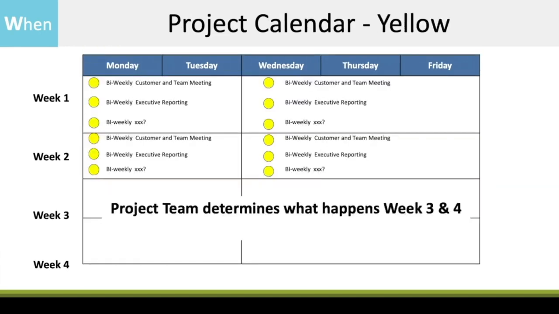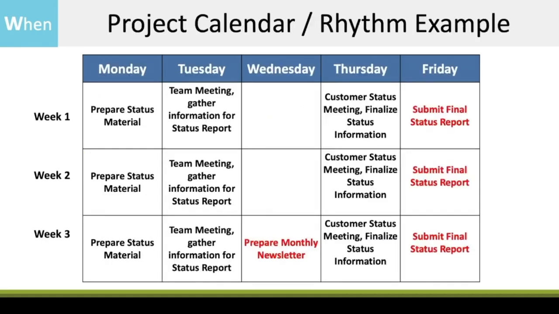Yellow, we've got some bi-weekly, right? Bi-weekly customer and team, bi-weekly executive reports. Mondays and Tuesdays, Wednesdays and Thursdays, we do something different. The team decides what happens week 3 and 4. So again, it's around taking the color conditions and adding them to the calendar to really give you that view of what you do in that red and yellow, right? So it really makes a huge difference when you start thinking red, you're thinking yellow, and how you can start really making these tools even more valuable.